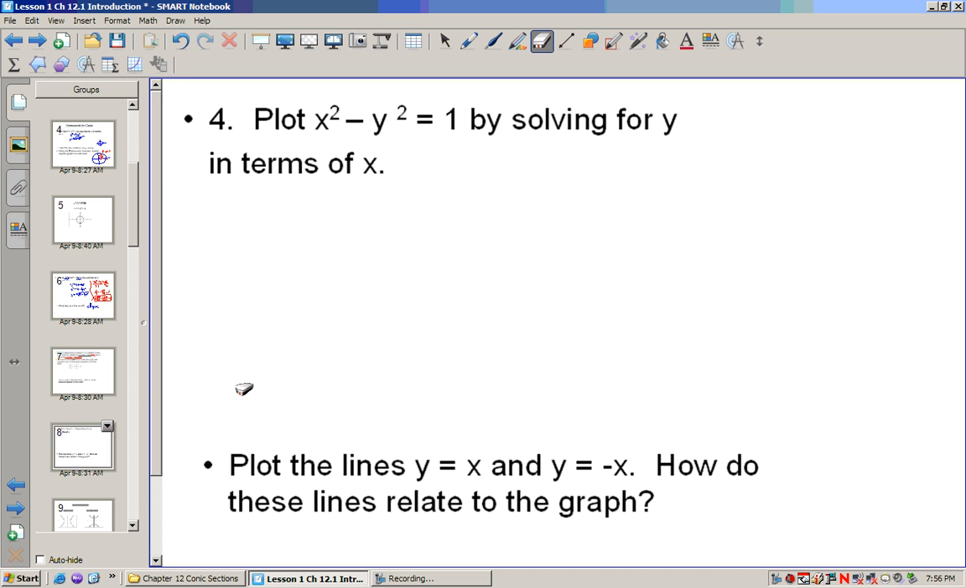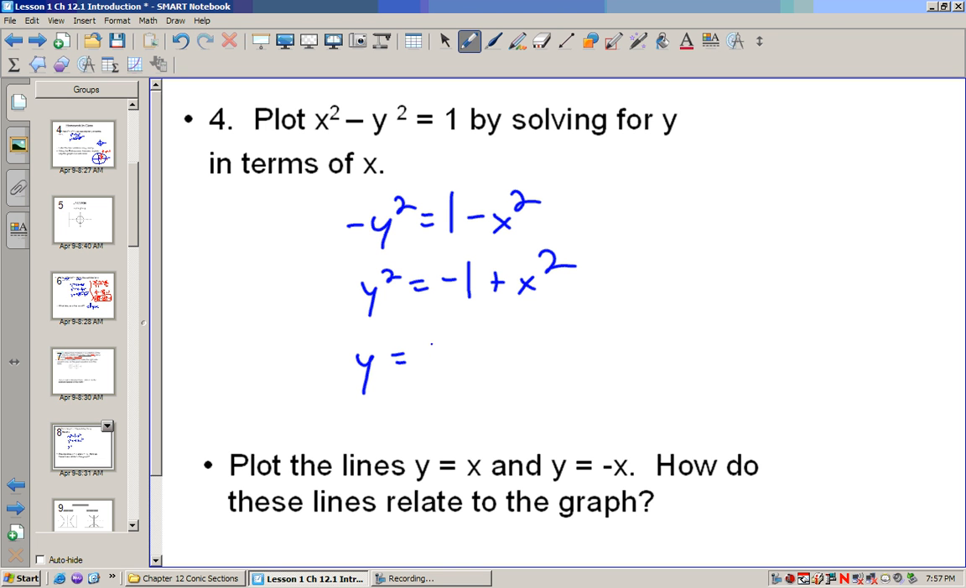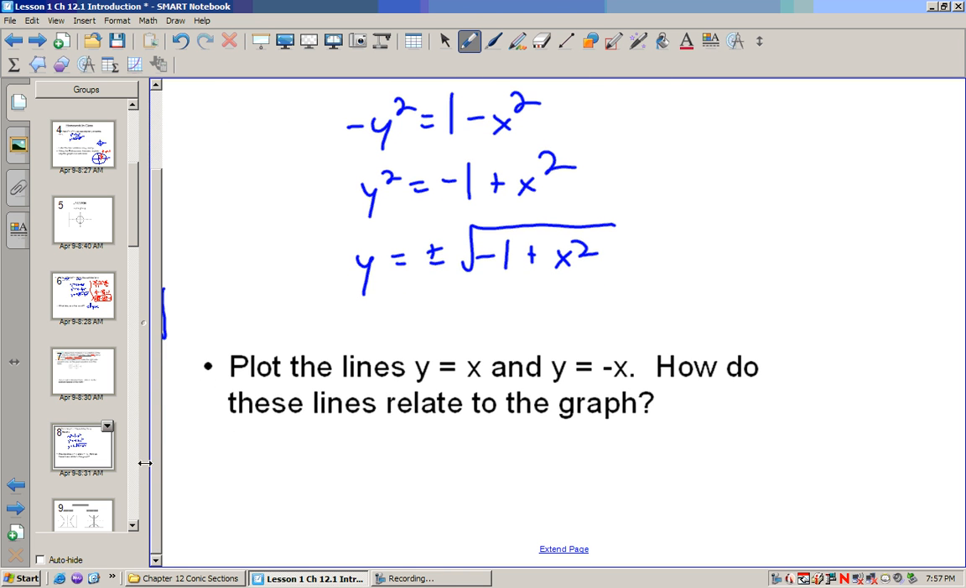All right, now plot x squared minus y squared equals 1. First thing we do is subtract x squared on both sides. Negative y squared is equal to 1 minus x squared. Now if we divide by negative 1, y squared is going to equal negative 1 plus x squared. Square root both sides, so it'll be plus or minus the square root of negative 1 plus x squared. So it'll plot both of these, and what do you see? Hopefully you see that that looks like a hyperbola. A hyperbola might be a new graph for you. It's not a function, because the vertical line test will show that it's not a function.